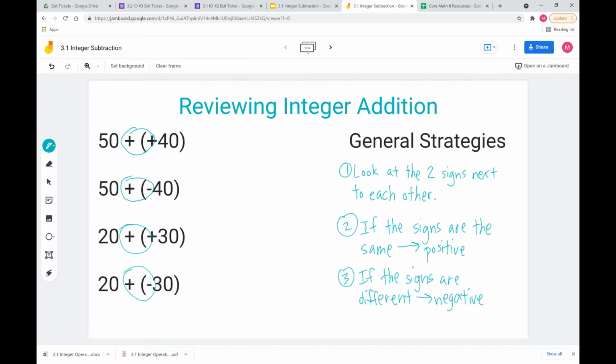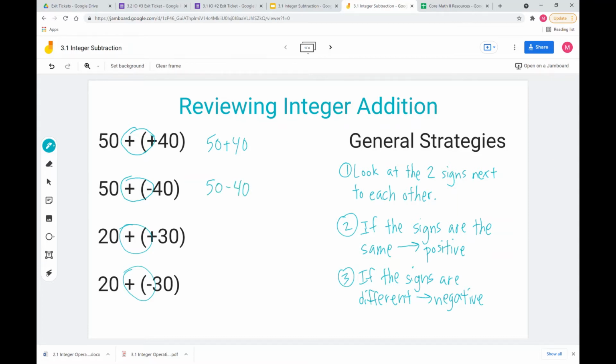First step in the general strategies is to look at the two signs next to each other: positive, positive. Now, since they're both the same sign, we can change this to 50 plus 40. Same signs means we write a positive as the final sign. And for 50 plus negative 40, you look at the signs next to each other, positive and negative. The signs are different, therefore we write a negative in the middle: 50 minus 40.